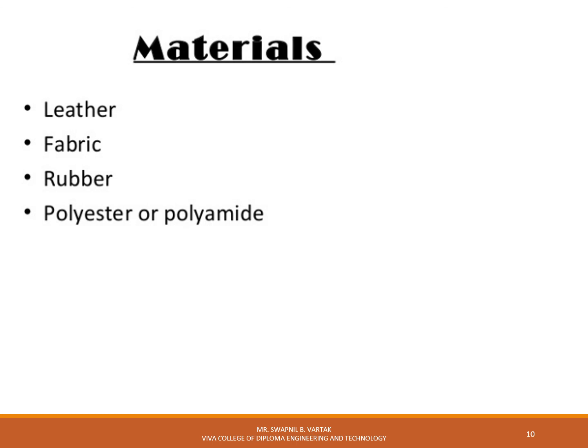Material for V-belt: V-belts are manufactured from fabric, rubber, leather. Material for rope belt: the materials for rope belt are cotton and steel wire, etc.